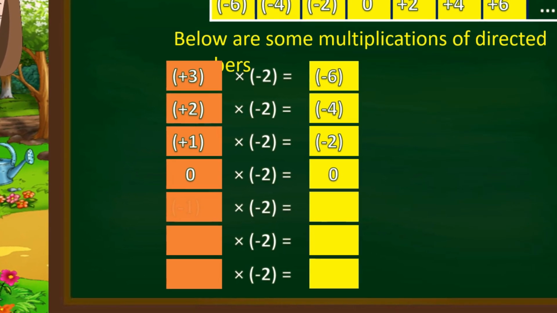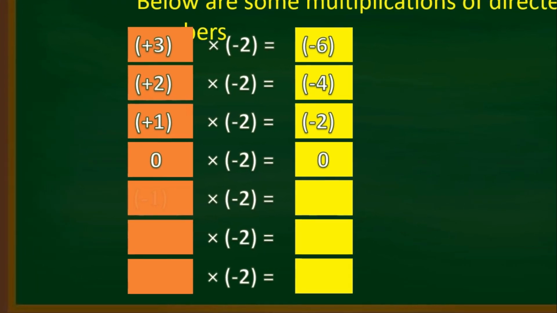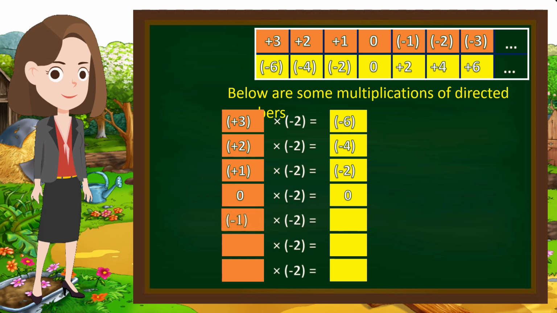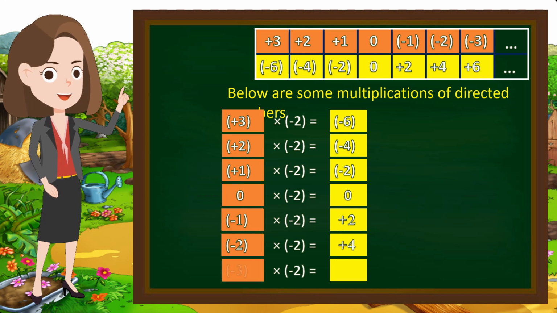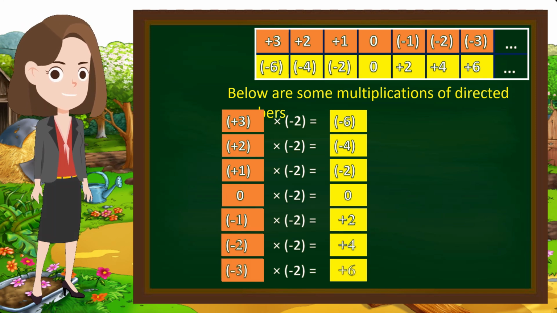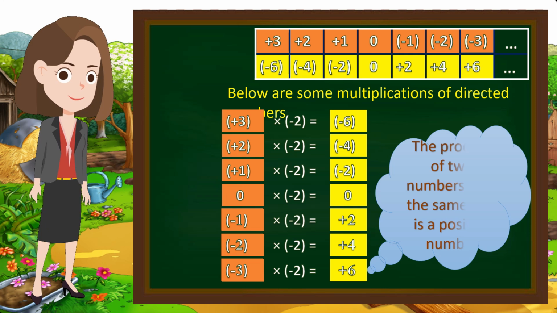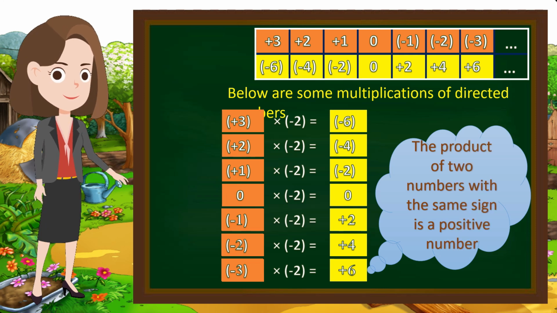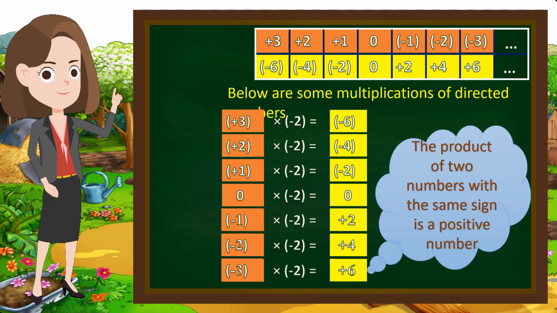Accordingly, my dear children, taking into account the pattern shown here, it is clear that if we multiply minus 1 by minus 2, the answer will be plus 2, right? Also, multiplying minus 2 by minus 2, the answer is plus 4. The answer of the minus 3 multiplied by the minus 2 is plus 6. My dear children, now it is clear that when two numbers with the same sign are multiplied, the answer is a positive number.